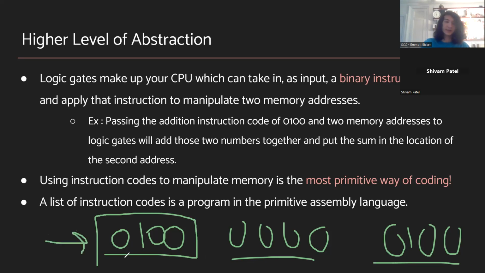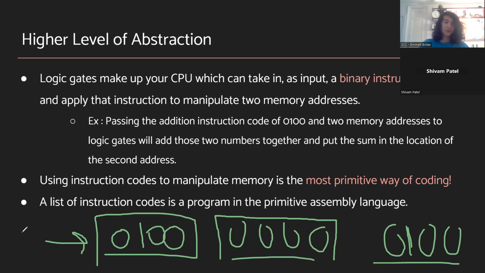I'm going to just say that this is addition. And then I'm going to pass in the values of the location of the first number I want to add and the second number I want to add. And then my computer with all the logic gates will run this and say, okay, let me get all the bits from this location, add them together, and then let me store that in, I'm just going to say it's going to store it in the second address. So let me store the addition of these two in the second address. Does that make sense?